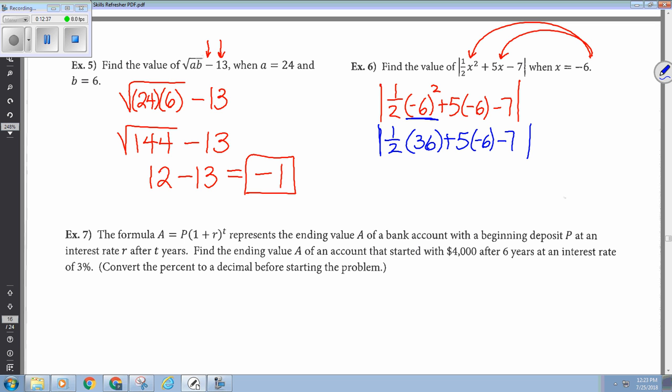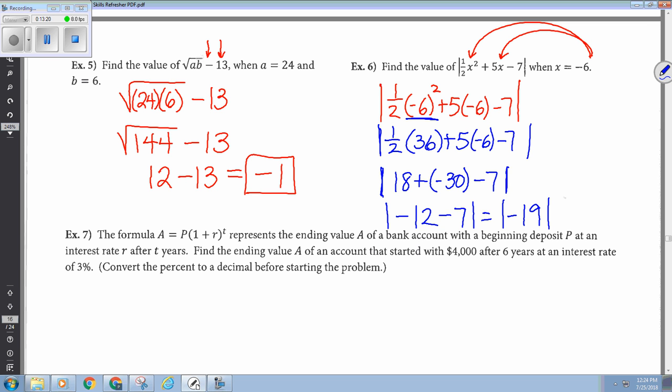We have no other exponents, so now we multiply or divide from left to right. 1/2 times 36 is 18. Plus 5 times negative 6 is negative 30. Minus 7. We keep bringing down the absolute values because we haven't taken it yet. We stay inside the absolute value. 18 plus negative 30 is negative 12. And then negative 12 minus 7 is negative 19.